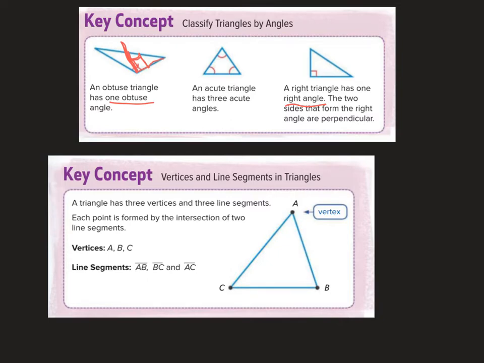Okay. Another key concept, vertices and line segments in triangles. A triangle has 3 vertices. One point is called a vertex, and the plural of vertex is vertices, okay? So here we go. We have 3 vertices, A, B, C. We have line segment AB, line segment BC, and line segment AC.